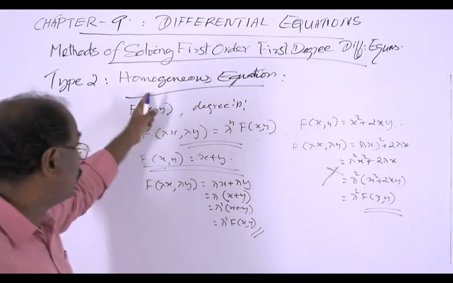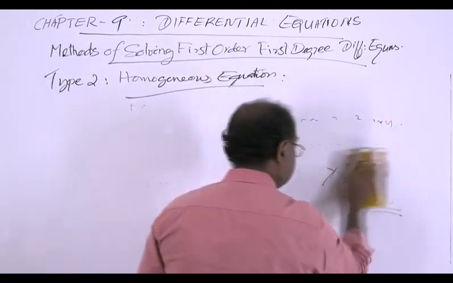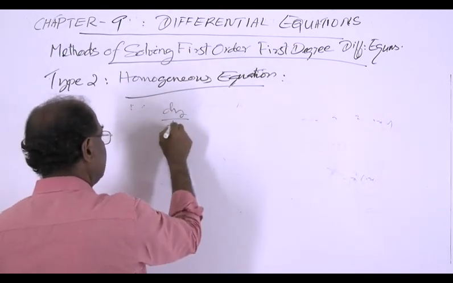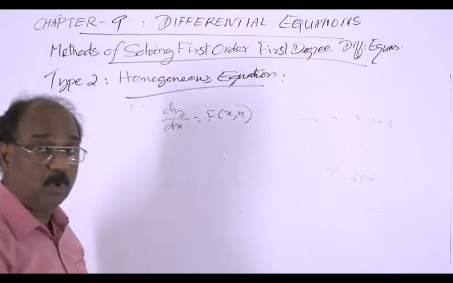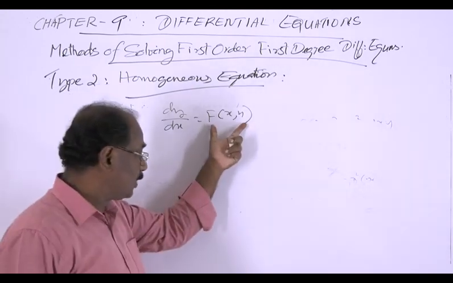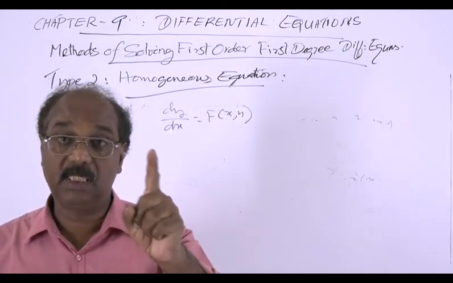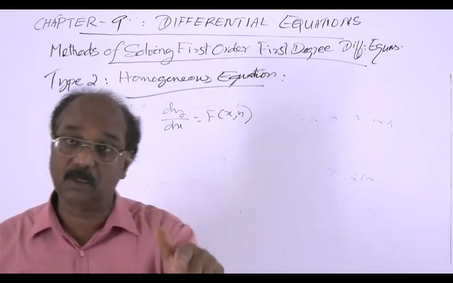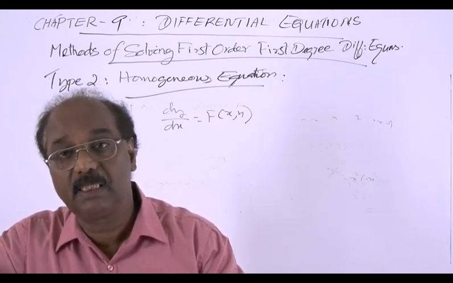And now we come to the homogeneous differential equation. A differential equation of the form dy by dx is equal to capital F(x, y) is said to be a homogeneous differential equation if this F(x, y) is a homogeneous function of degree 0. Degree 0, that is important. This is not only a homogeneous function, but the degree is 0. Then the equation is said to be a homogeneous differential equation.